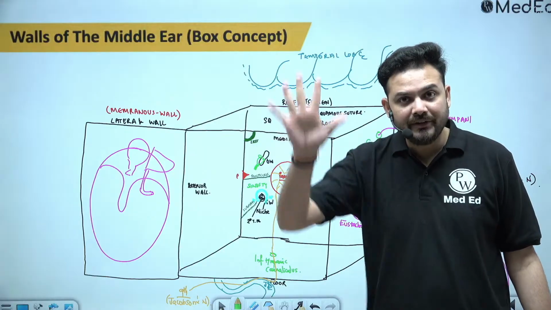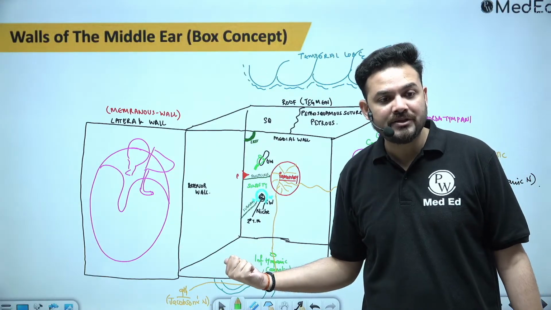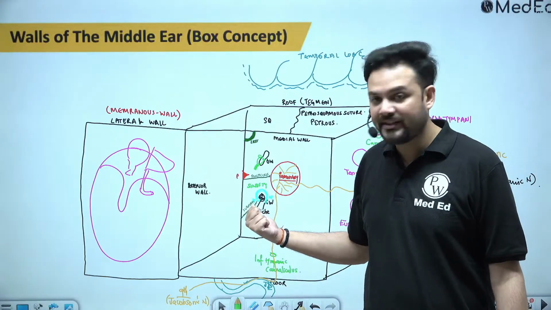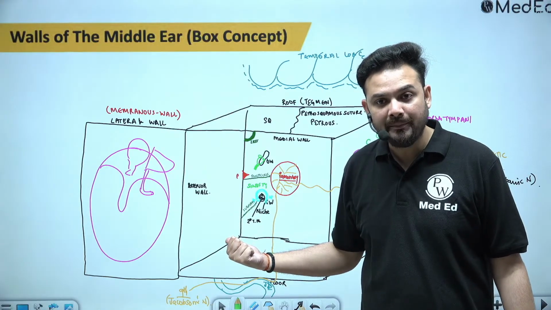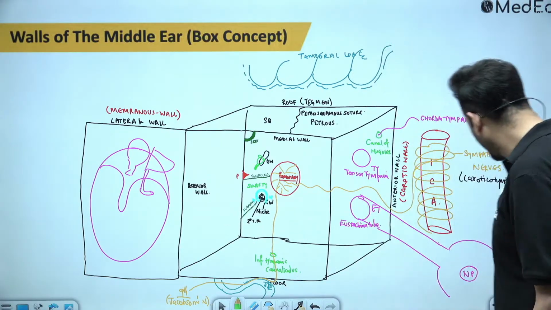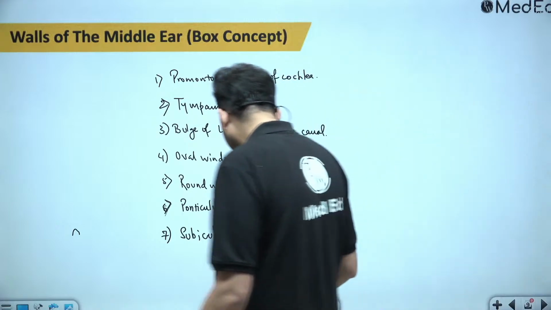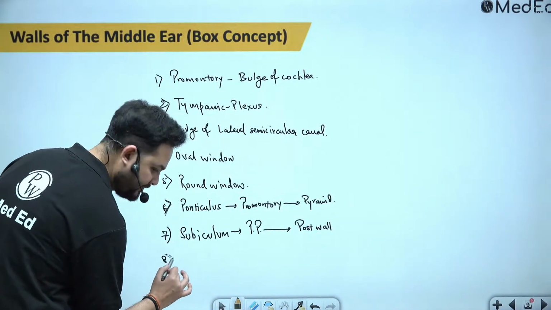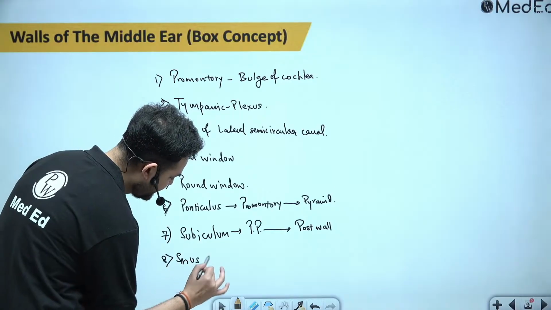Okay. So is everyone there with me? Have we done about the sinus tympani? Have you understood what is ponticulus? What is subiculum? What is this sinus tympani all about? Okay. So this completes one more of your part on the medial wall of middle ear, and that is your sinus tympani.